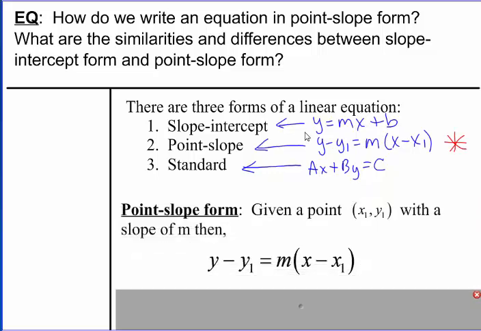So again, point-slope form: given a point (x1, y1) with a slope of m, you can write your linear equation y - y1 = m times the quantity (x - x1). Next we'll look at an example of how we use that equation.